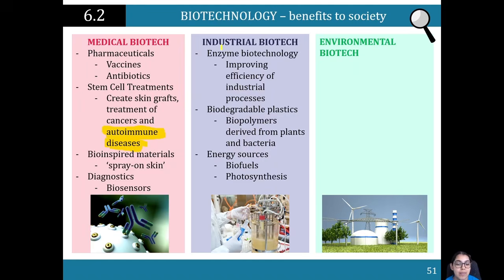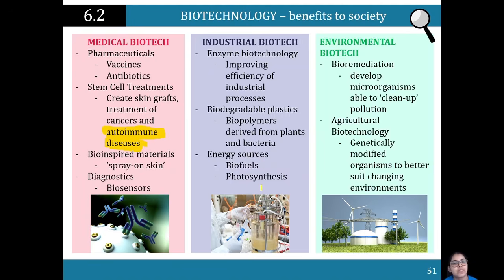Industrial biotech includes enzyme biotechnology, so improvement in enzyme biotech to improve the efficiency of industrial processes. It includes biodegradable plastics and production of biopolymers that are derived from plants and bacteria, and also energy sources including biofuels and photosynthesis. So the modification of these processes to try and produce different alternatives.